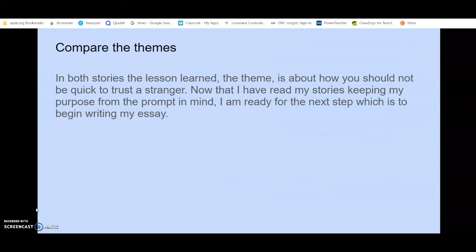So now we're going to compare the themes. In both stories, the lesson learned, the theme, is about how you should not be quick to trust a stranger. Now that I have read my stories, keeping my purpose from the prompt in mind, I'm ready for the next step, which is to begin writing my essay. This is what I will do in the next video.